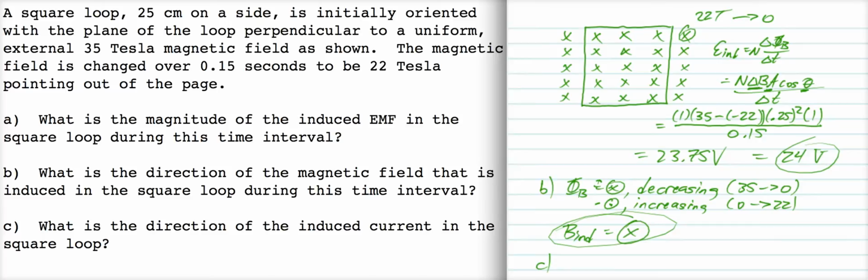Now for part C, the induced current, if the field of this loop points into the page, then the right-hand rule tells us that the induced current has to flow around like this. If you point your thumb in the direction of this induced field and you curl your fingers around it, then of your right hand, you're going to get a clockwise current.